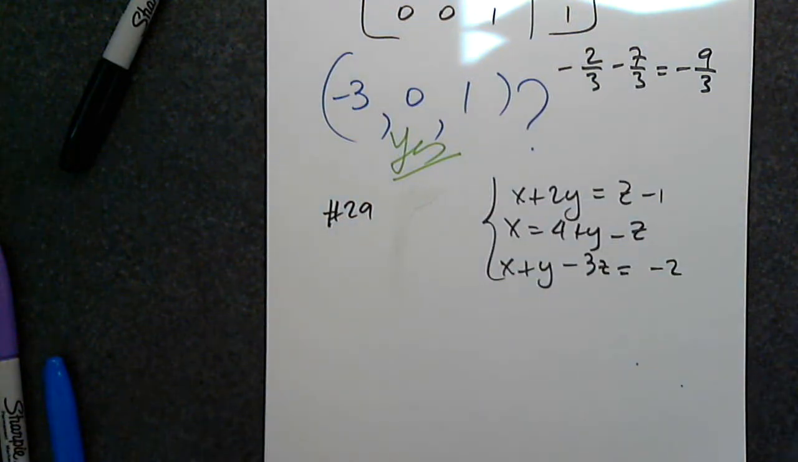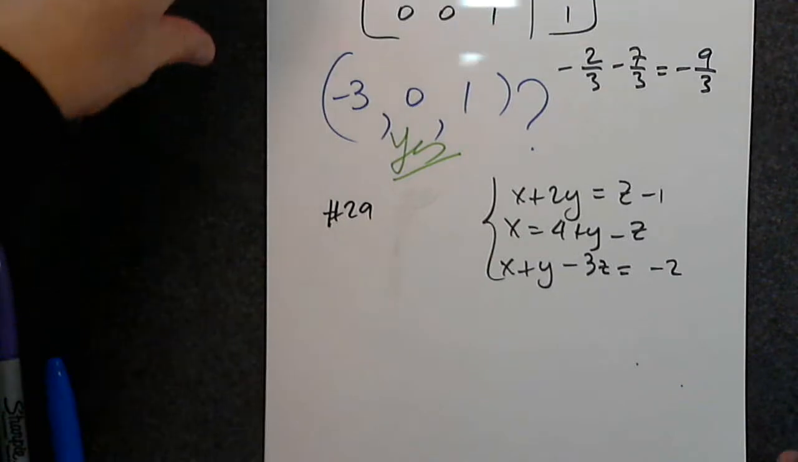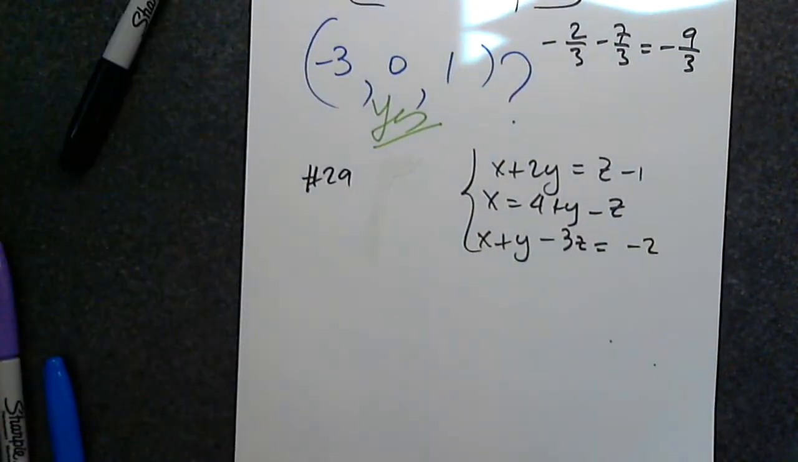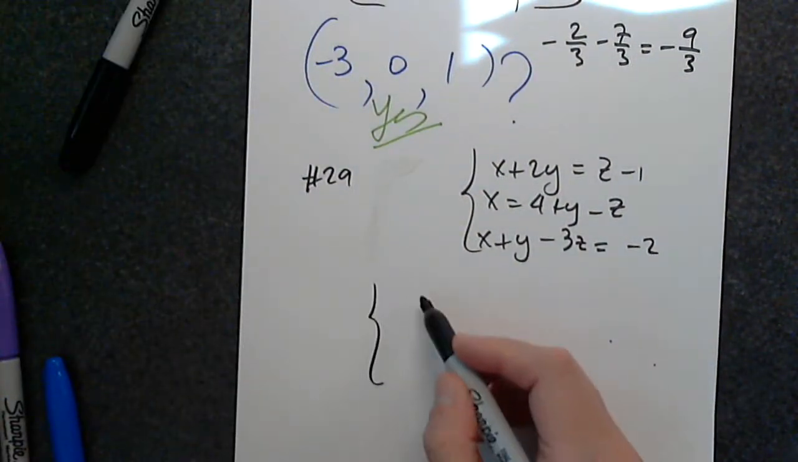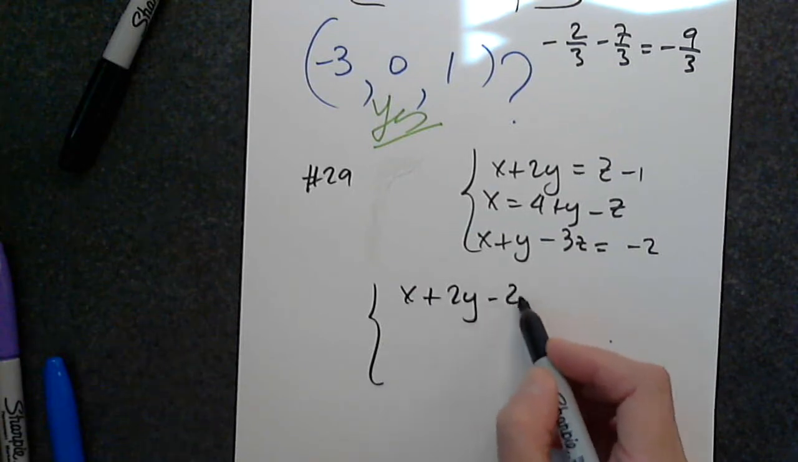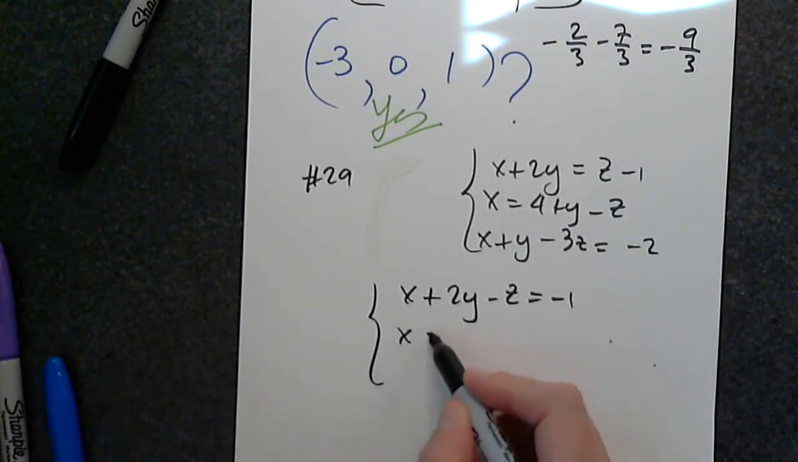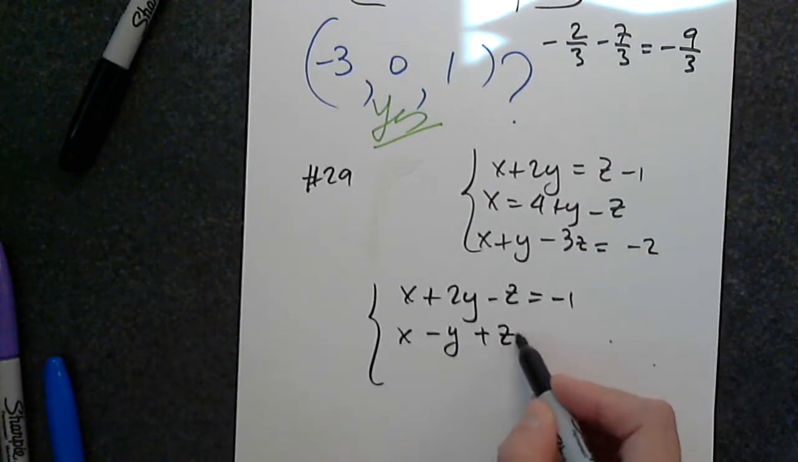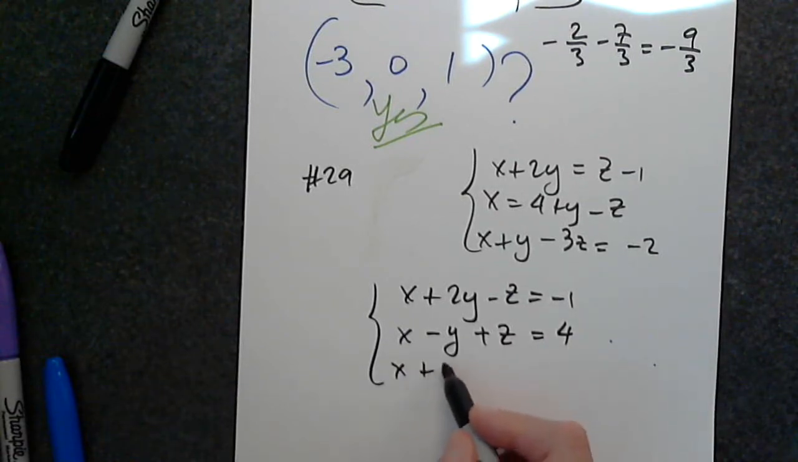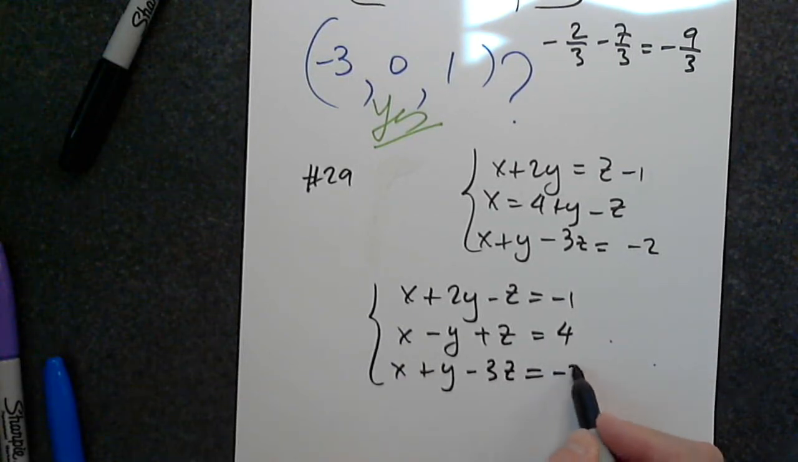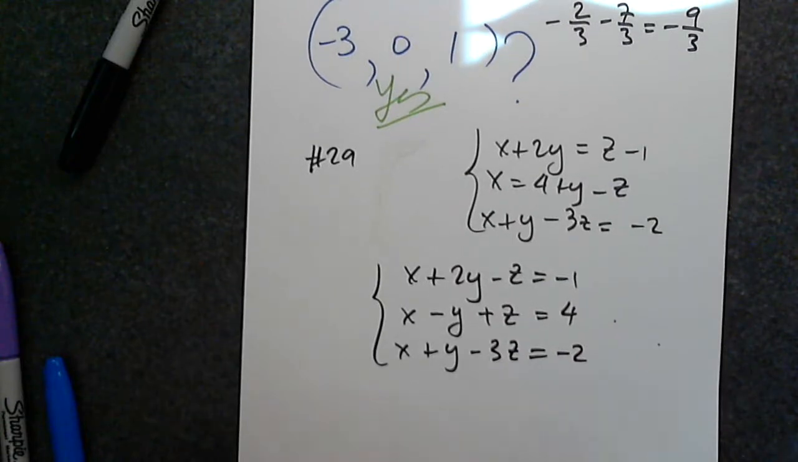So the system has to be rearranged because it's not ready for Gauss-Jordan method. So I'll have x plus 2y minus z equals -1, x minus y plus z equals 4, x plus y minus 3z equals -2. Do we agree with this?